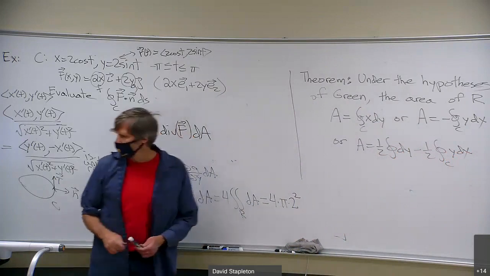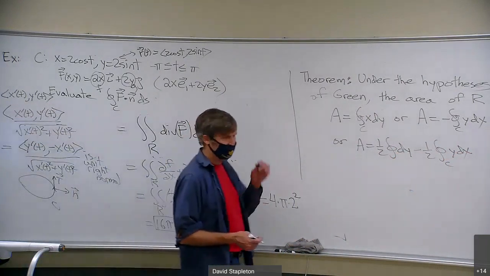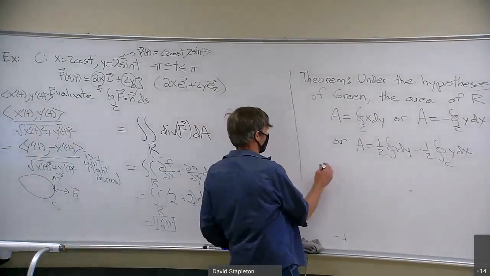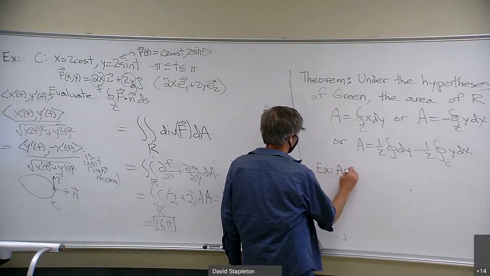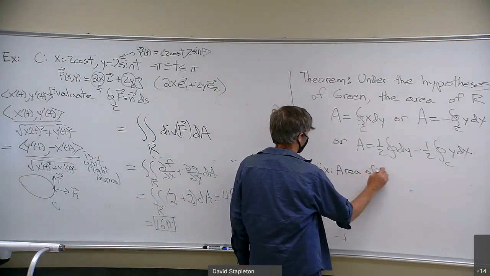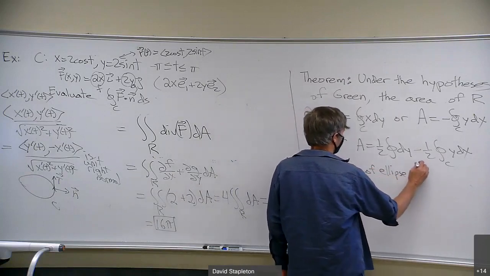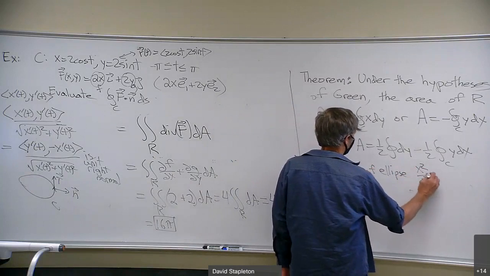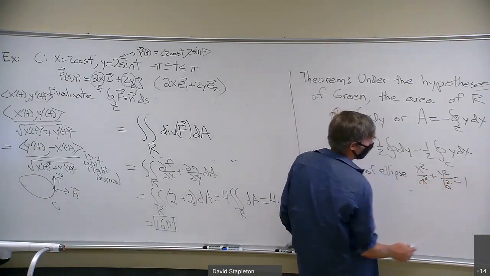So here's a simple example down below. Find a formula for the area of an ellipse. This is one of my favorite problems to do with this. What is the area of a generic ellipse in standard position? This is the equation for the ellipse, x squared over a squared plus y squared over b squared equals 1. How do we find that area?